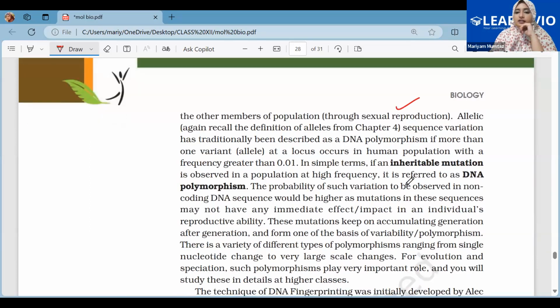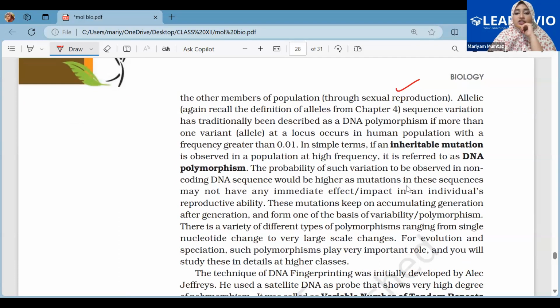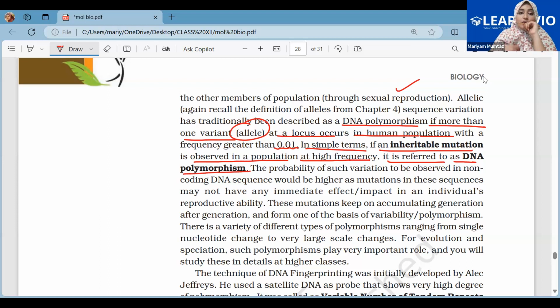Now, allelic sequence variation has traditionally been described as DNA polymorphism if more than one variant, that is allele, at a locus occurs in the human population, meaning that is how it spreads, with a frequency greater than 0.01. In simple terms, if an inheritable mutation is observed in a population at high frequency, then it is referred to as DNA polymorphism.